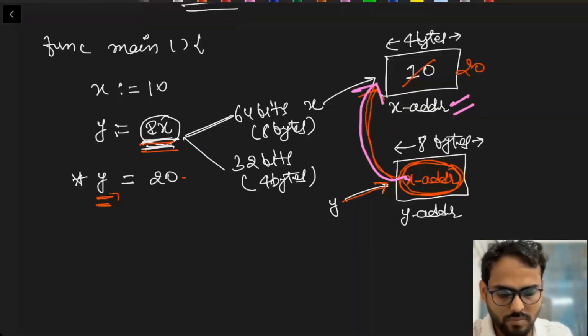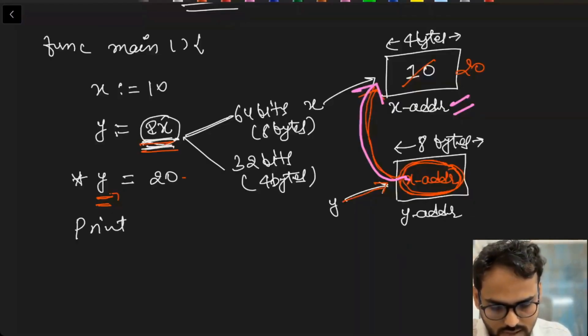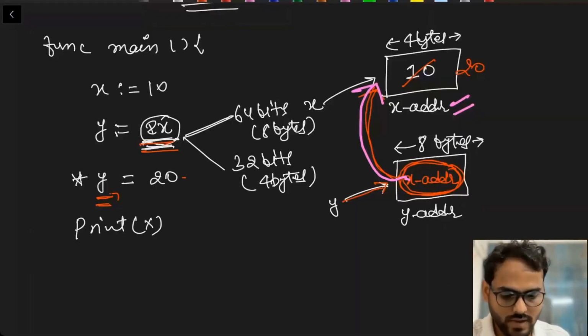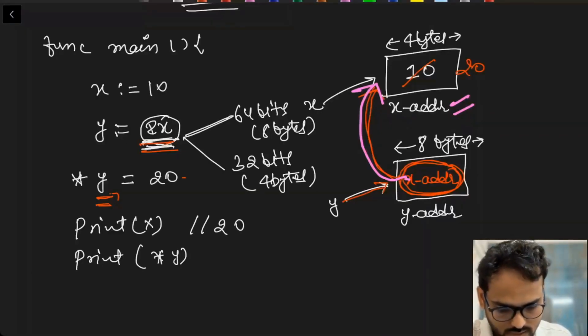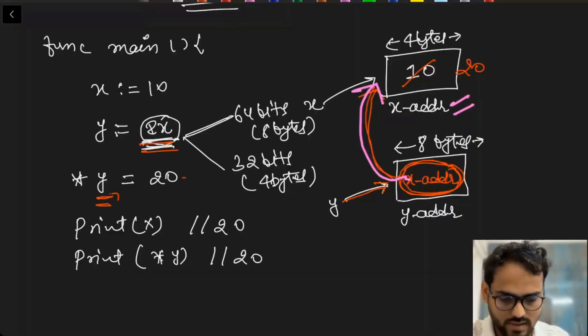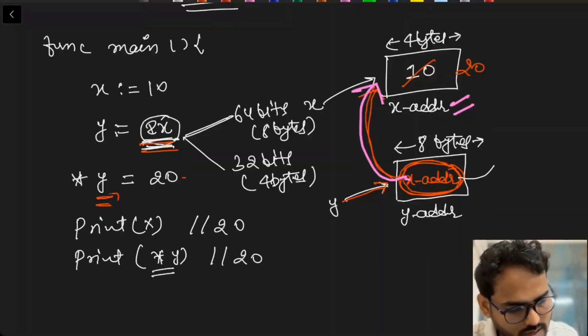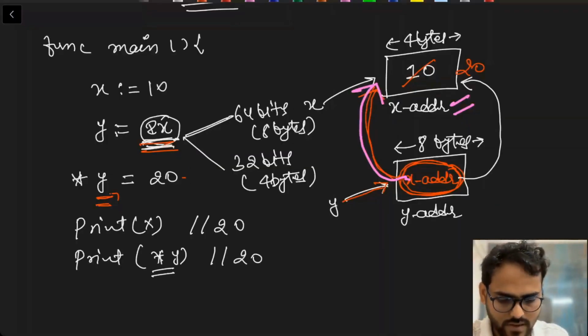Now if we want to print the value at x, one thing is we can directly print x, and we will run this code in VS Code as well, and you will see it will print 20. And we can also print it like this, *y, and it will also print 20. This *y again tells go to the address contained in y and then print the value. So it will go to the address contained in y, which is the x address. It will go here and then print the value.